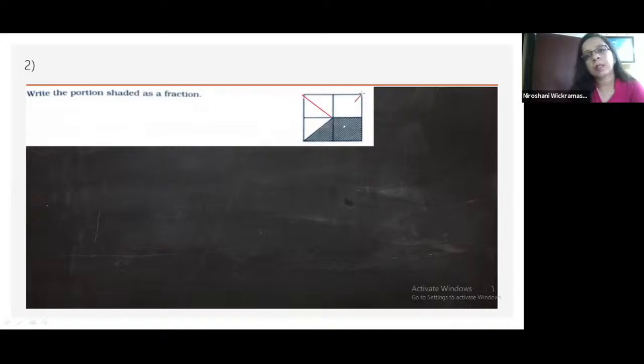Now altogether there are 8 parts, right? From these 8 parts, 3 parts are shaded here, 1, 2, 3, right? Then we can write the portion shaded as a fraction. You can write here 3 over 8. Right. Next one.